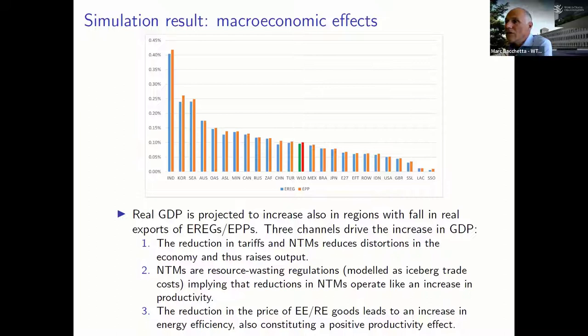Actually, the reason why this is the case is threefold. We have identified three channels that drive this result. One is the fact that the reduction in tariffs and NTMs reduces distortions in the economy, which raises output. A second is that NTMs are modeled as iceberg trade costs and resource wasting regulations, which implies that when we reduce them, they operate like an increase in productivity. And lastly, the reduction in the price of energy efficiency and resource efficiency goods leads to an increase in energy efficiency, which also constitutes a positive productivity effect.